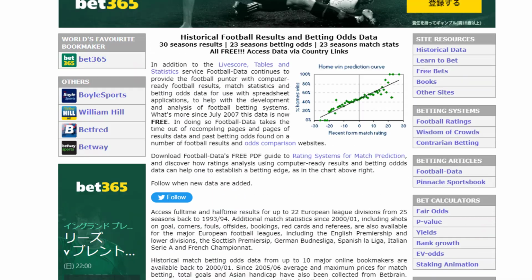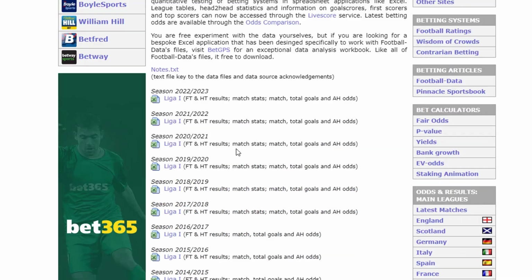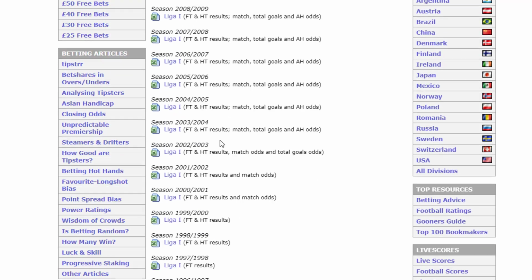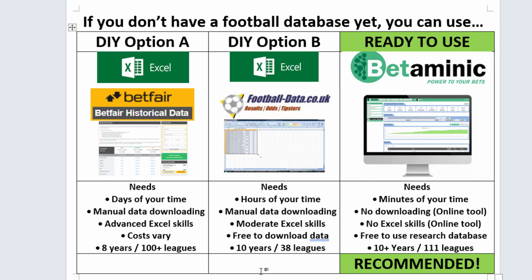But one thing that really takes time with football data is that when you try to download the results, you have to download them separately for each season, for each league. And then you're going to have to put those files together into one Excel file. And then you're going to have to use your moderate Excel skills to manipulate that data to find out what historical betting strategies worked and what didn't.